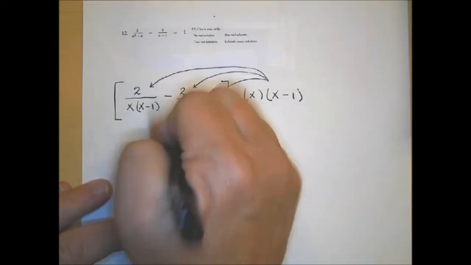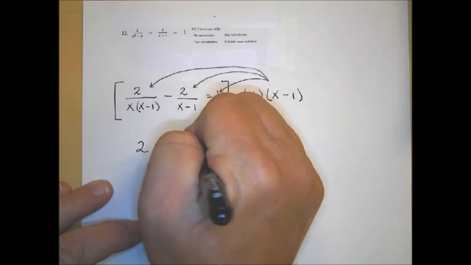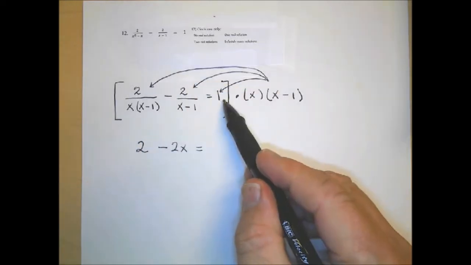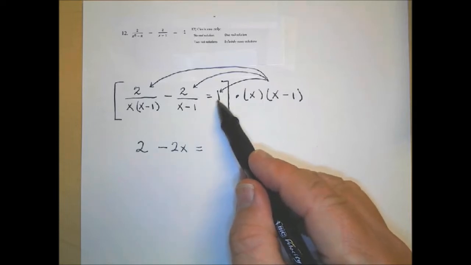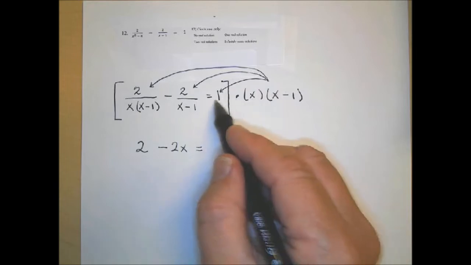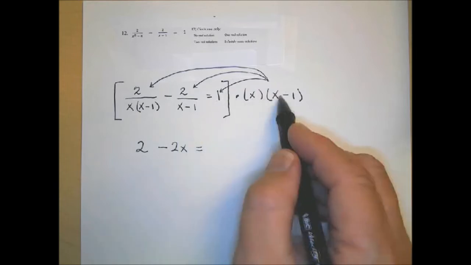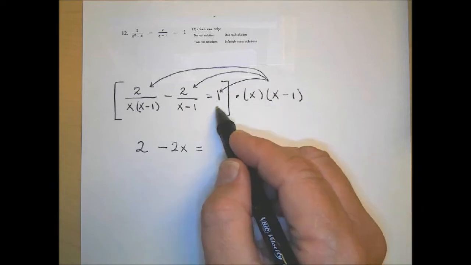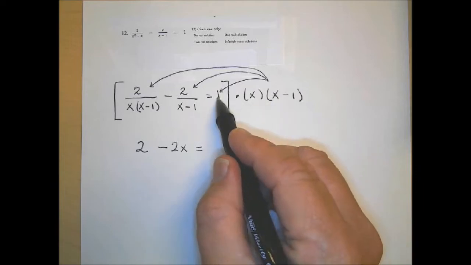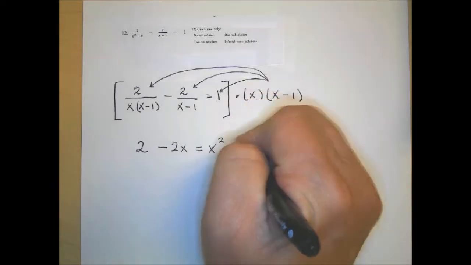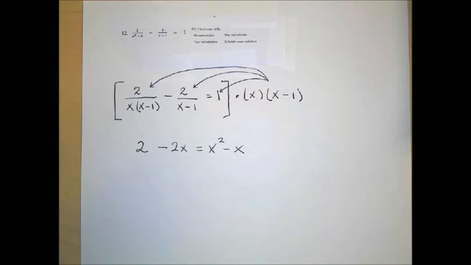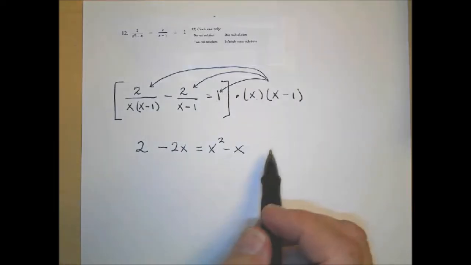So that second fraction, when the fraction goes away, becomes minus 2x. Now, for the third component in this problem, the equals to, it wasn't in fraction form. It didn't have a denominator other than 1, so there's nothing that can cancel because there was nothing there in the first place. So 1 times x minus 1 is simply x squared minus x.